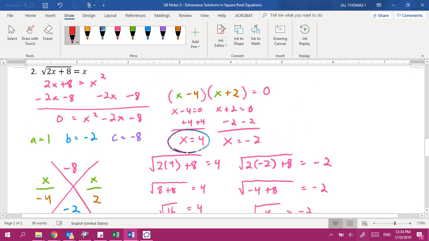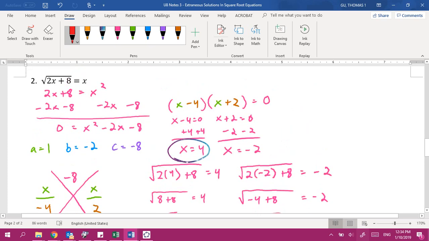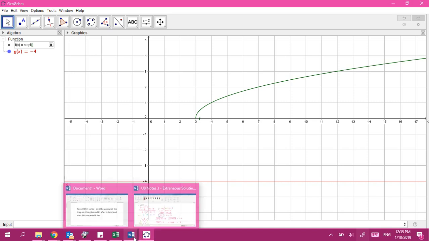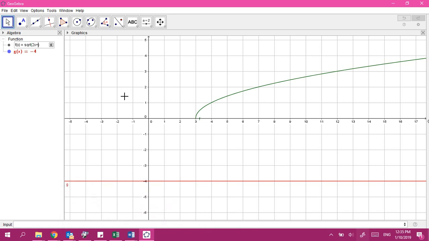All right, now also, let me just show this to you because it's a good thing to know. Once again, if I took each side of this equation and put it into a graph, what was on the left side? What was under the square root? 2x plus 8. And then it's x.